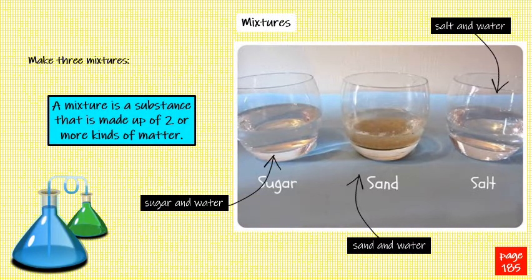A mixture is a substance that is made up of two or more kinds of matter, and we have two types of mixtures. The one with one color or phase is called a homogeneous mixture, and the one like the sand and water mixture is made of two phases, the phase of the sand and the phase of the water. Sometimes it contains more than two phases, and these kinds of mixtures are called heterogeneous mixtures.